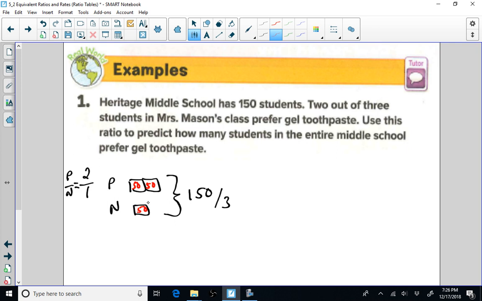So once we know our unit is 50, the number of students out of 150 that would prefer would be 100, because 50 plus 50 would be 100. So 100 students would prefer the gel toothpaste there.